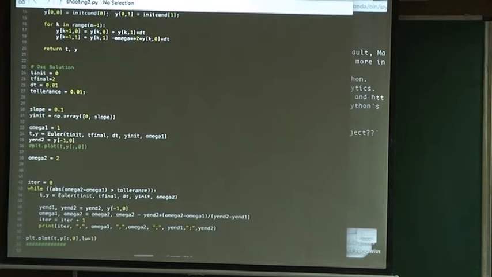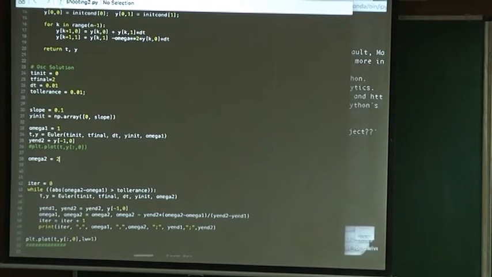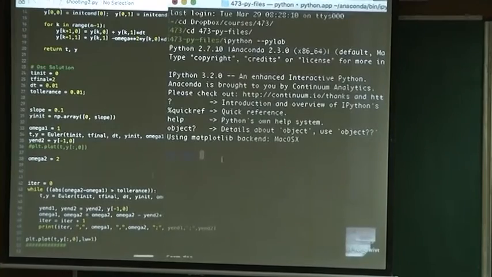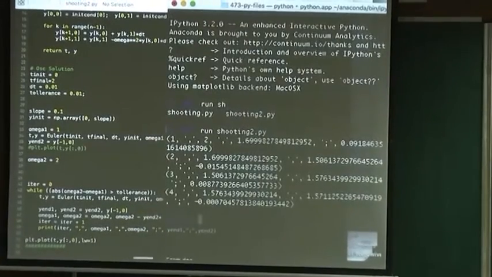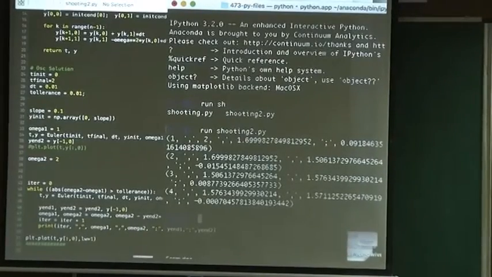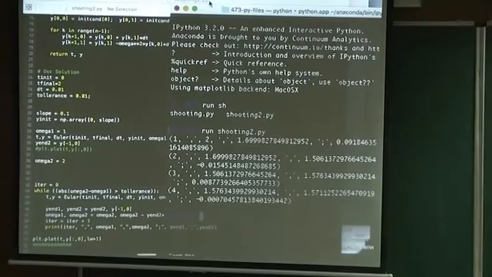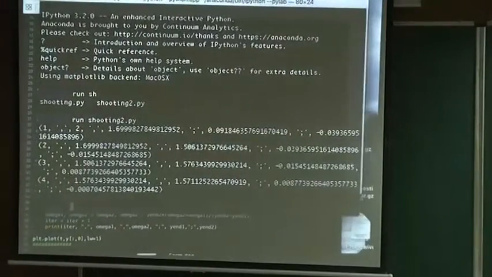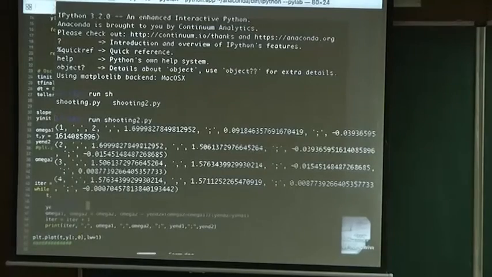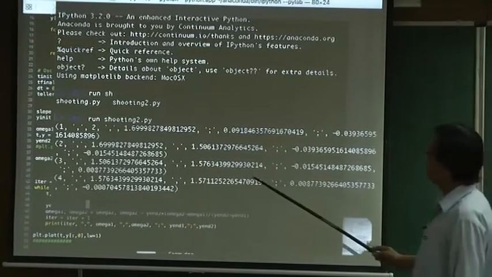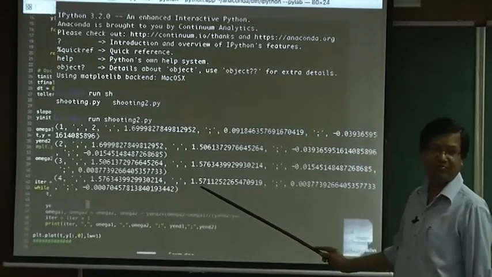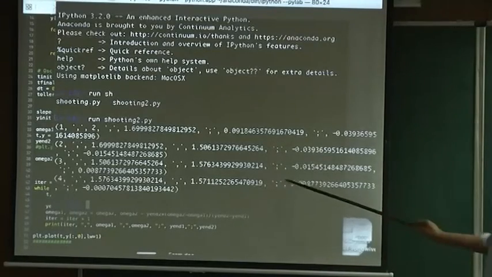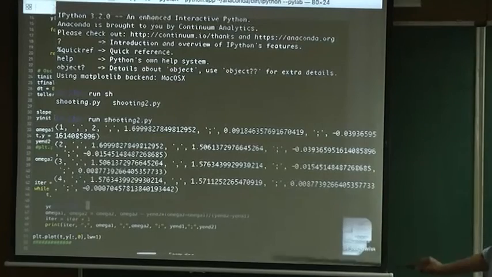So I am trying to find the omega which will give me the correct end point. Okay, let us run it. It converges very quickly. Earlier, remember the slope method took 10 steps, but this converges in 3 steps. So this is a slight variation of Newton. These are the 2 omegas which are close to pi by 2, and these are the end points which are close to 0.